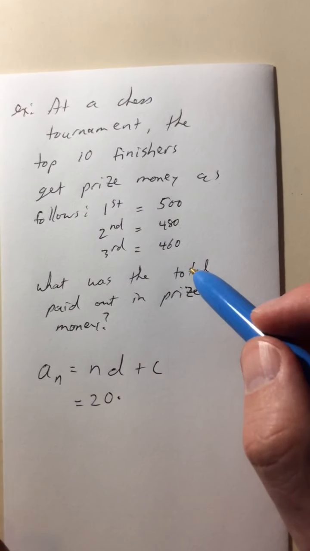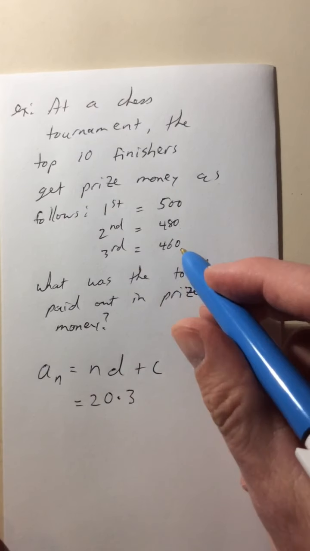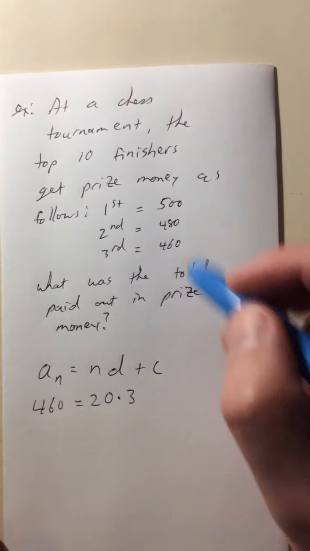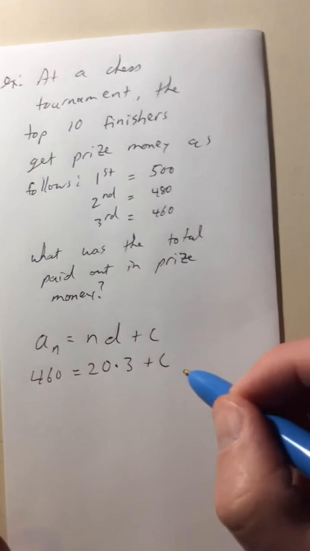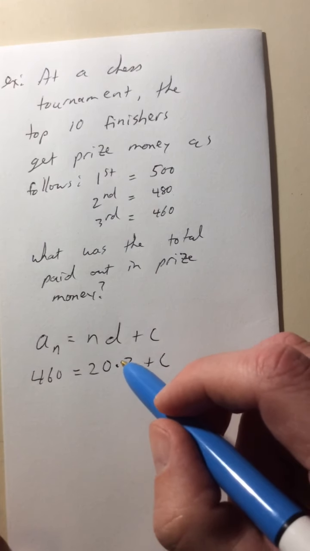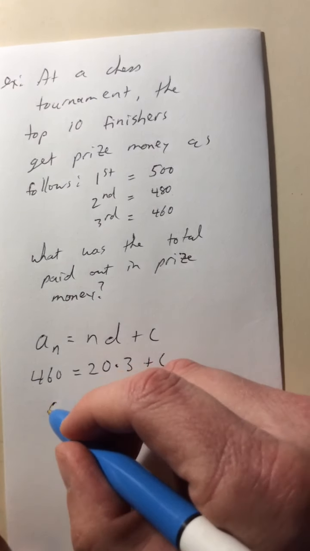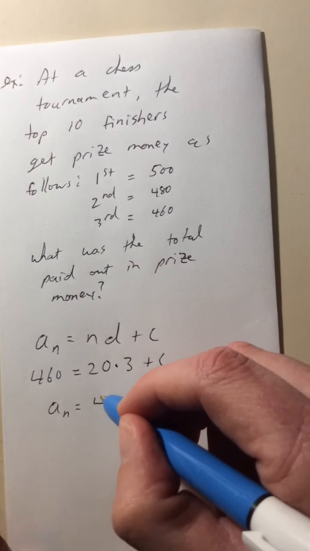Let's pick a term here. Let's pick the third term. So we're going to do 3. And the third term is 460. And of course this would work with any term. We could pick any of these terms. That would work just fine. And so 3 times 20 is 60. Subtract 60 over there, so c must be 400. So a sub n equals 400.